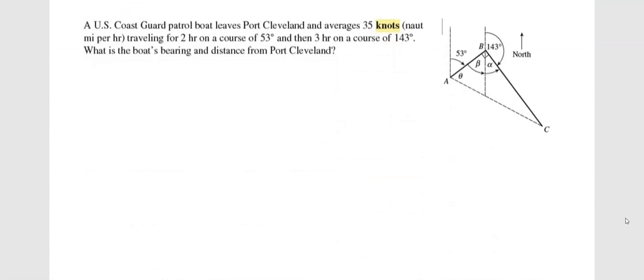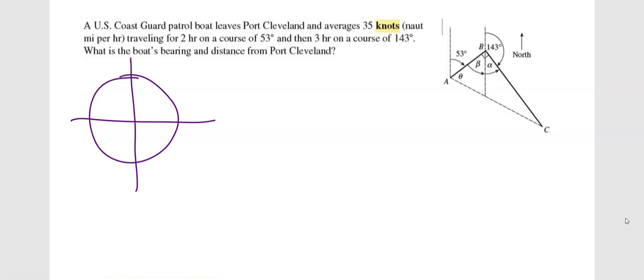All right, so we got the U.S. Coast Guard example here using the bearing scale. Let me refresh your memory on the bearing scale. 0, 90, 180. It goes in a clockwise fashion, 270. So you can see that the A is the Port Cleveland. That's what they're calling letter A.